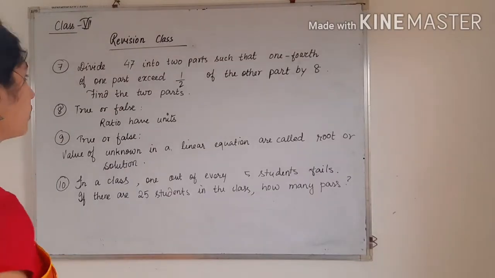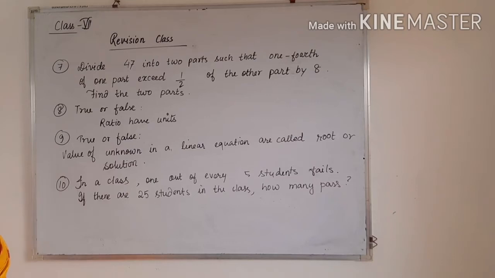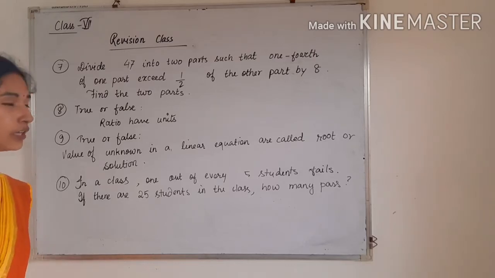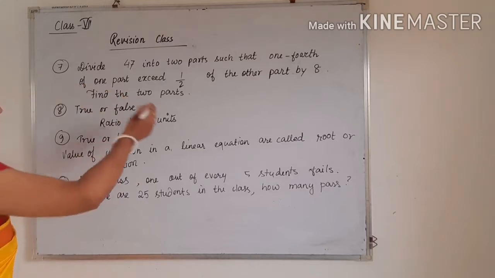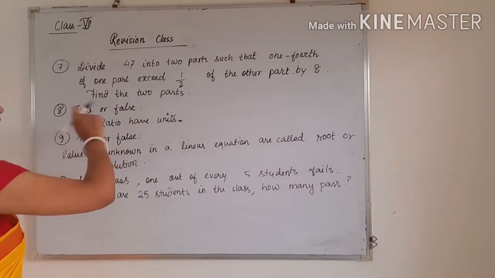Next, question number 7. Divide 47 into 2 parts such that 1/4 of one part exceeds 1/2 of the other part by 8. Find the 2 parts. You have to form an equation to solve this. Next is true or false. Ratio has units. Is this true or false? You have to tick the correct option.